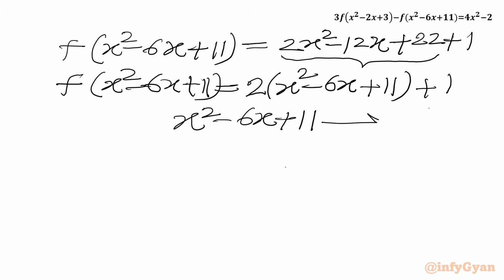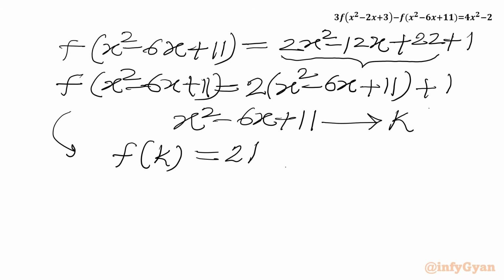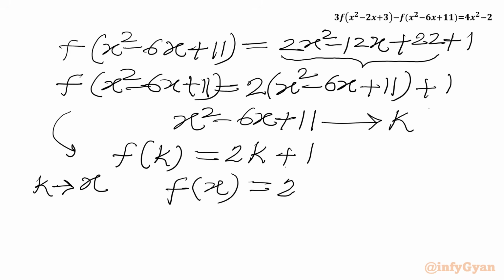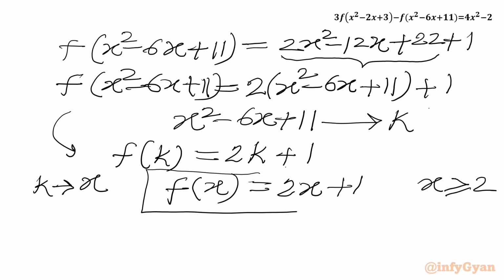If we replace it with k, then we can write the functional equation f of k will be equal to 2k + 1, or we can swap in x also. So f of x must be equal to twice of x plus 1. Here x must be greater than or equal to 2. So we have the answer f(x) = 2x + 1.